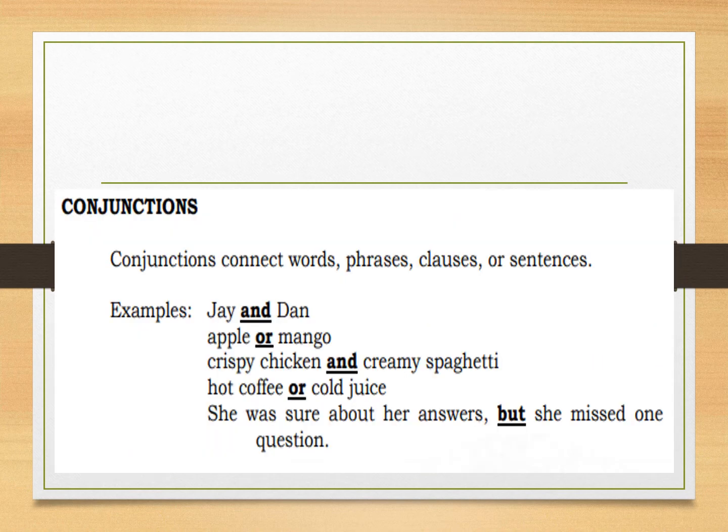Now let us study further about conjunctions. Conjunctions connect words, phrases, clauses, or sentences. So examples: Jay and Dan, apple or mango, crispy chicken and creamy spaghetti, hot coffee or cold juice. She was sure about her answers, but she missed one question.